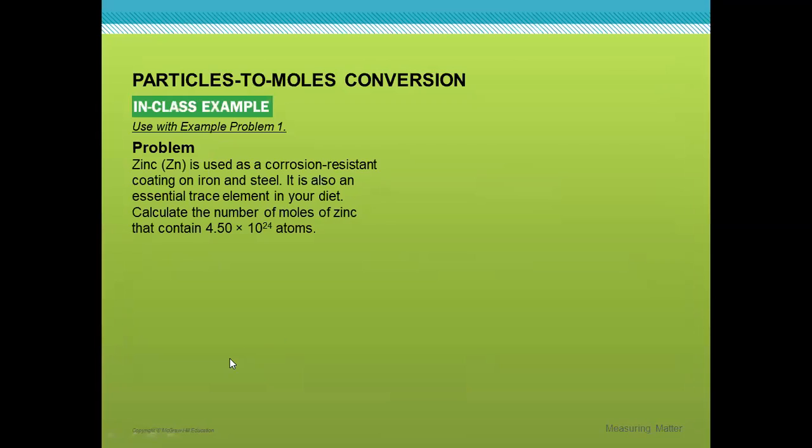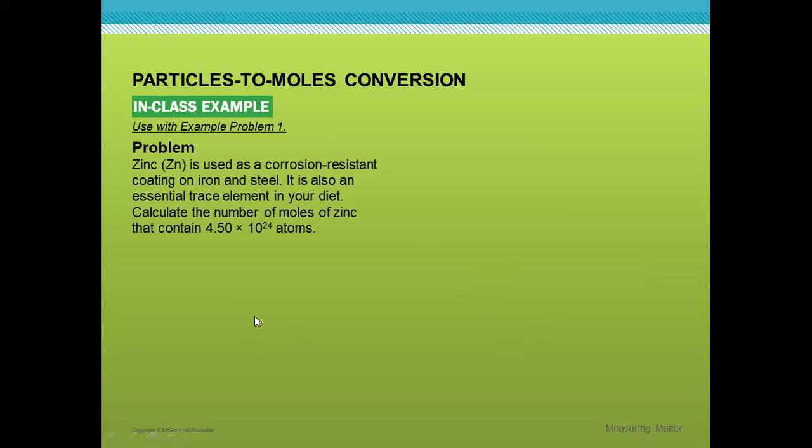No. Okay, this problem. Zinc is used as a corrosion resistant coating on iron and steel. What do you need, Mazen? Mister, I'm sorry, but I have to go now. Can I go? My dad wants me. It's okay. Thanks, Mazen, for the participation. Good luck.